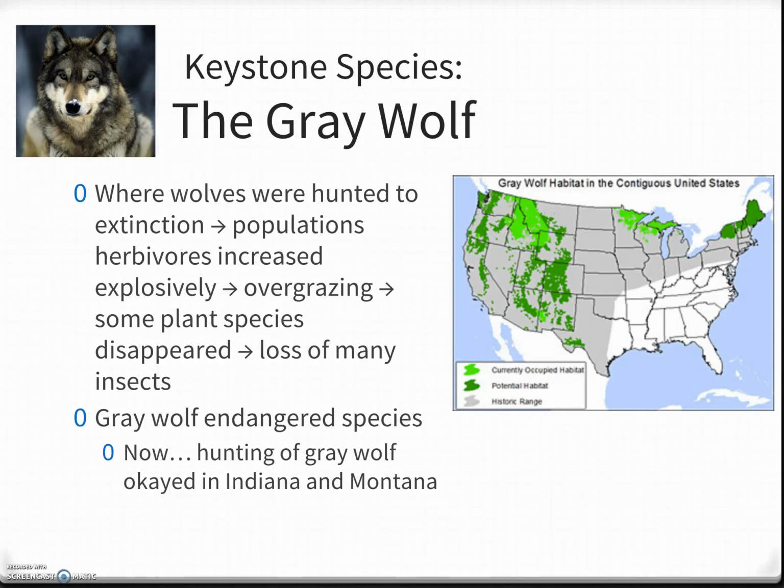Another keystone species is the gray wolf. Wolves were hunted to extinction. Populations of herbivores increased explosively. So things like your deer went crazy. There was lots of overgrazing and some plant species disappeared. You lost a whole lot of insects. The gray wolf was an endangered species, but now that the population has made some comeback, hunting of the gray wolf has been okayed in both Indiana and Montana.